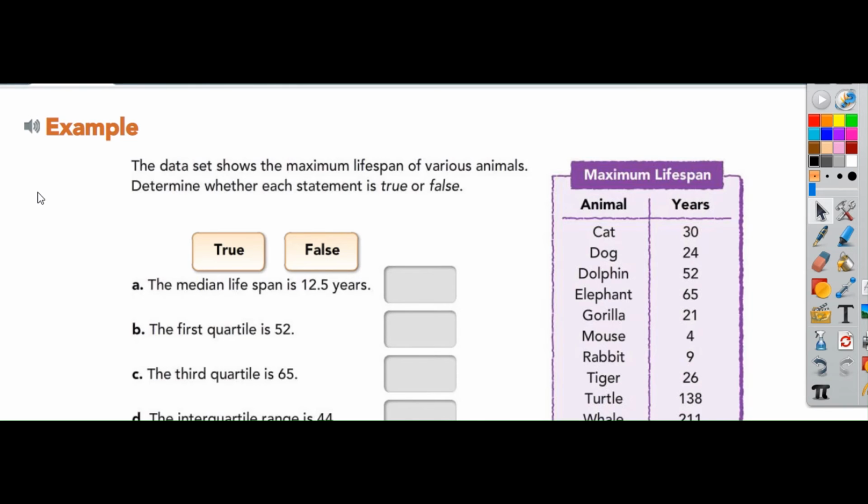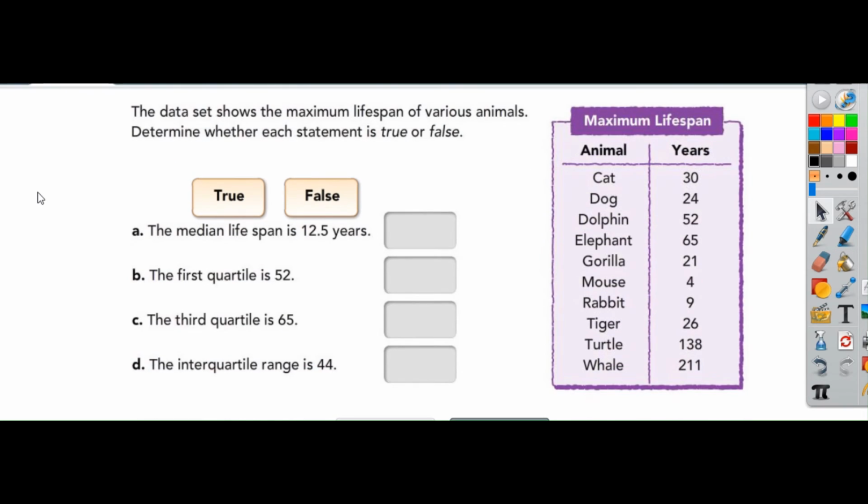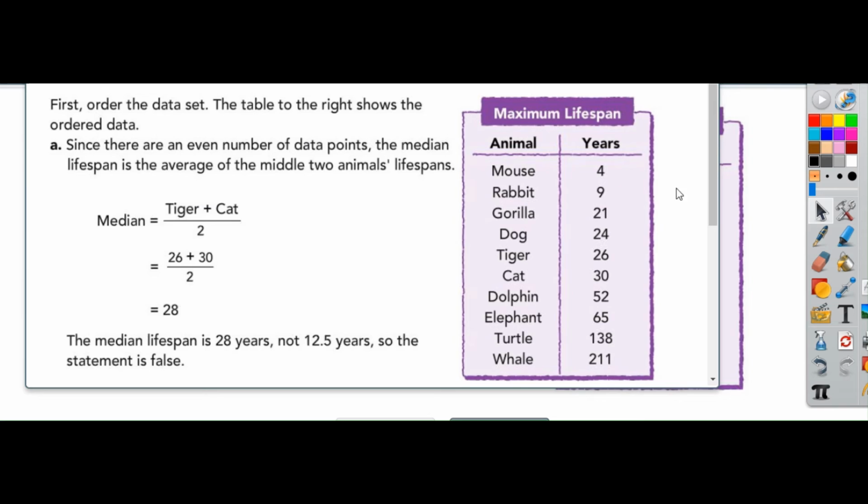And then we have this last part right here. So the data set shows the maximum lifespan of various animals. Determine whether the statement is true. So the median of the data set is 12 and 5/10 years. So the first thing we will have to do is put the data set in order from least to greatest, and then we will have to find the middle value of the data set. Then we will have to find our quartiles, first and third, and then we can find our interquartile range. So we can't do any of these questions until we find our 5 boundary values, if you will.